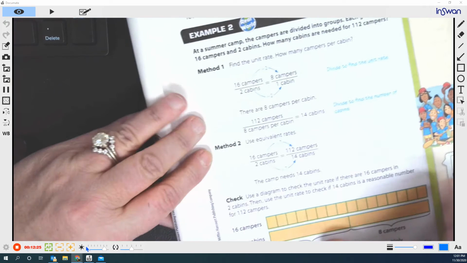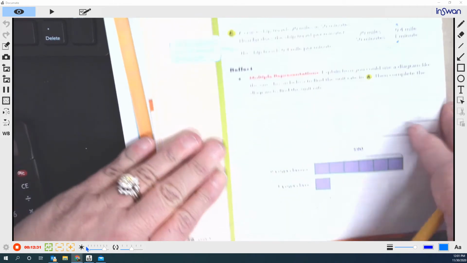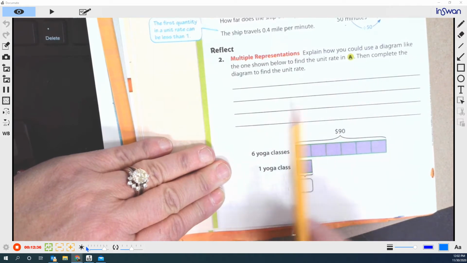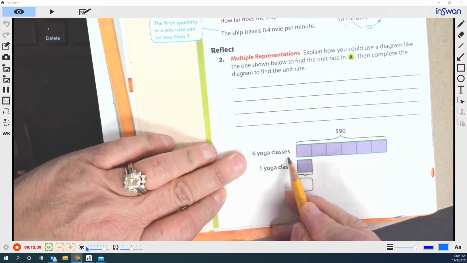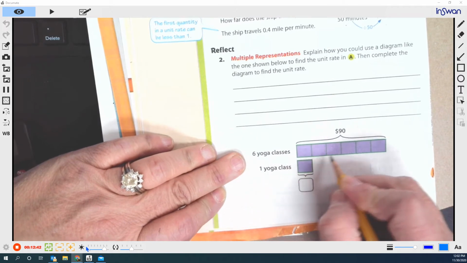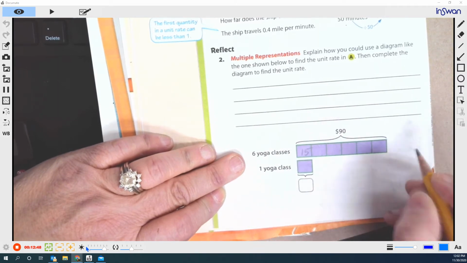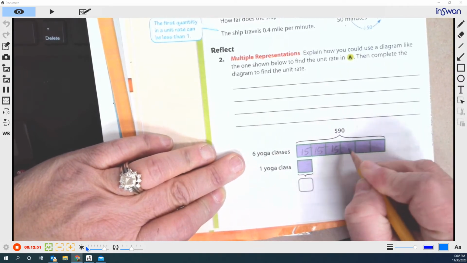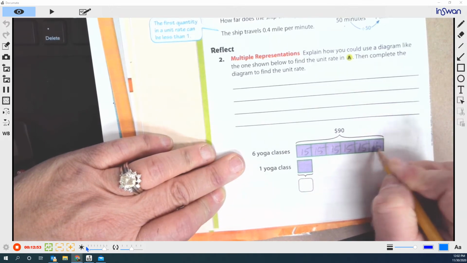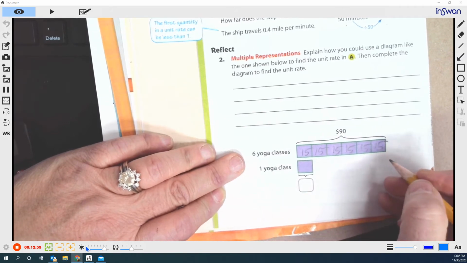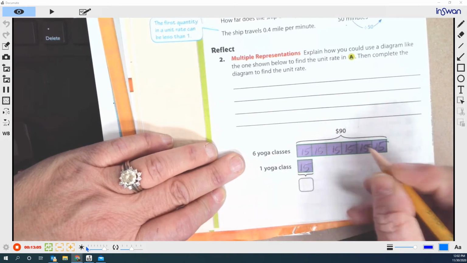Let's look at the example on the bottom. If you look at how you can use this diagram to find a unit rate in A, then if you have 6 yoga classes for $90, then 1 yoga class is going to be 15, because 15 times 6 gives you 90. I'm just trying to show you that each one of those 15s goes with the first example. If you have 6 yoga classes for $90, 1 yoga class would be $15.